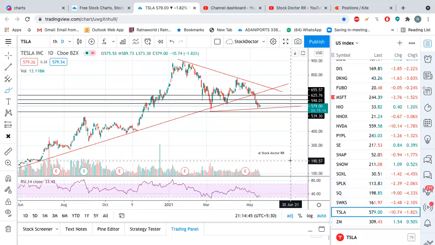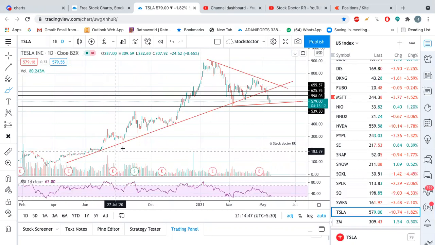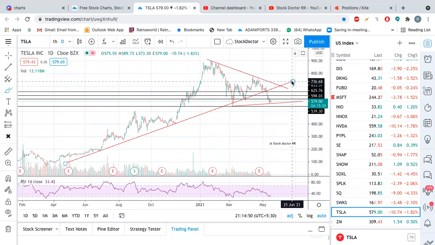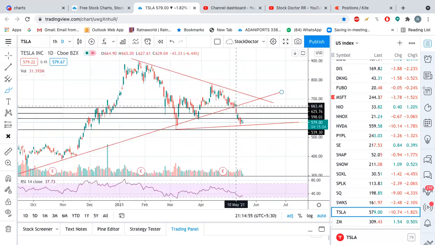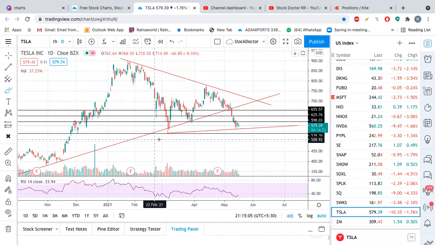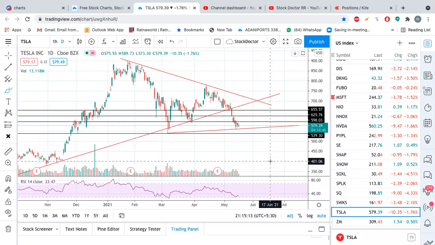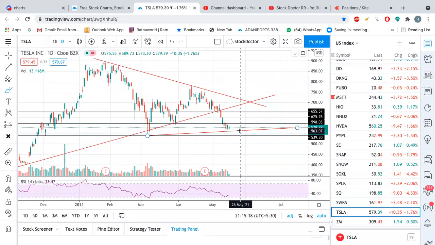For Tesla, you can see Tesla has broken its long-term trend line support. This is the long-term trend line support here around 660 levels. This big red candle broke its long-term trend line support. Now Tesla has horizontal support around 540, and the short-term trend line support it has near 560.